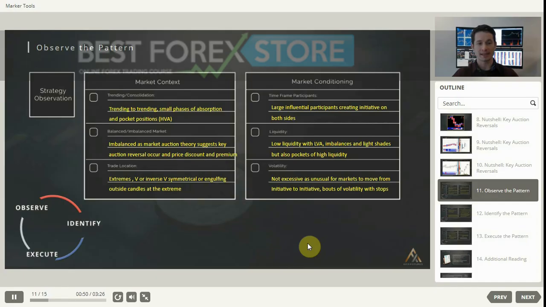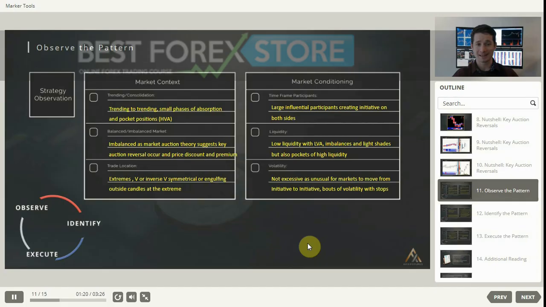So obviously, in terms of market context, the initiative to initiative, by the very nature, is trending to trending. We do see obviously the small phases of absorption, from the response as well as the secondary response. I did go through that in quite great detail. So as you're completing this, again, go run through that process of interaction that you see when seeing this trade strategy. In terms of balanced, imbalanced, you're going to see this in imbalanced markets.